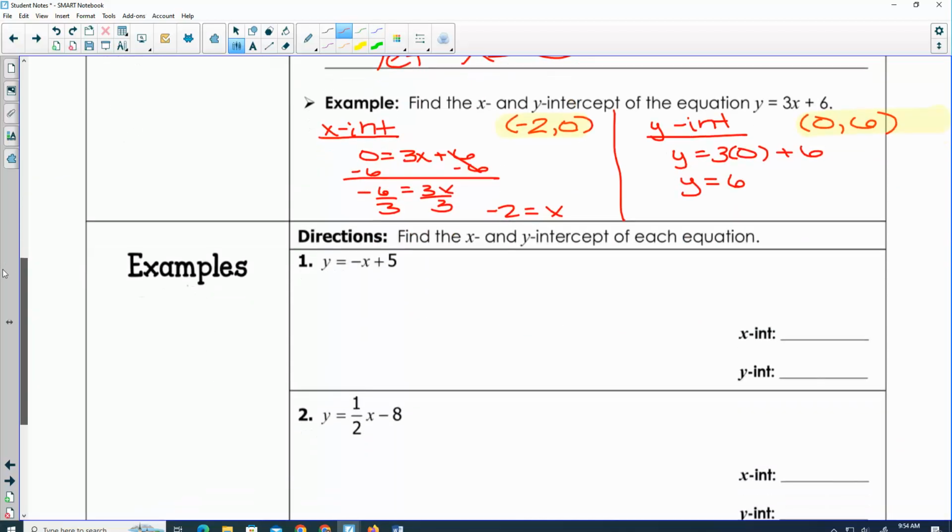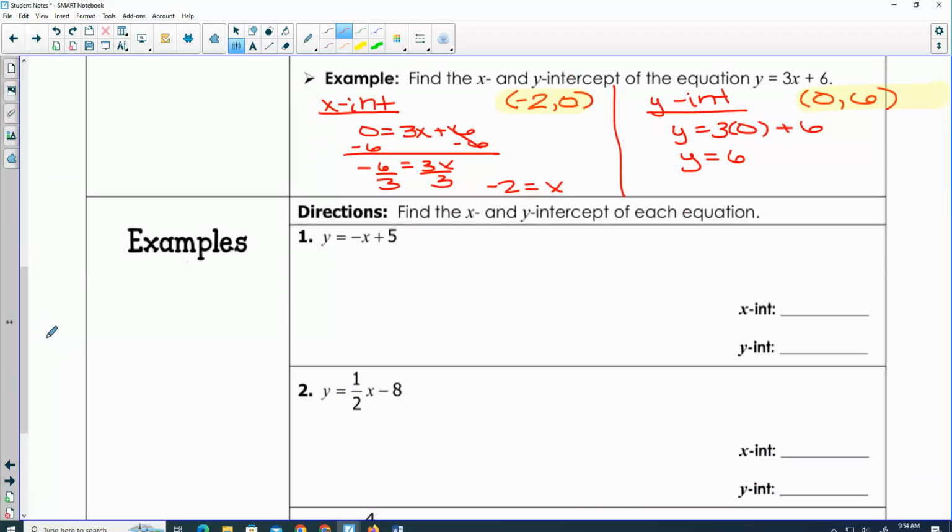Let's try another one. So, x-intercept, how do we find it? Oh, come on. I know, it's not even Monday. It's Tuesday morning. Everybody should be with it. How do I find my x-intercept?